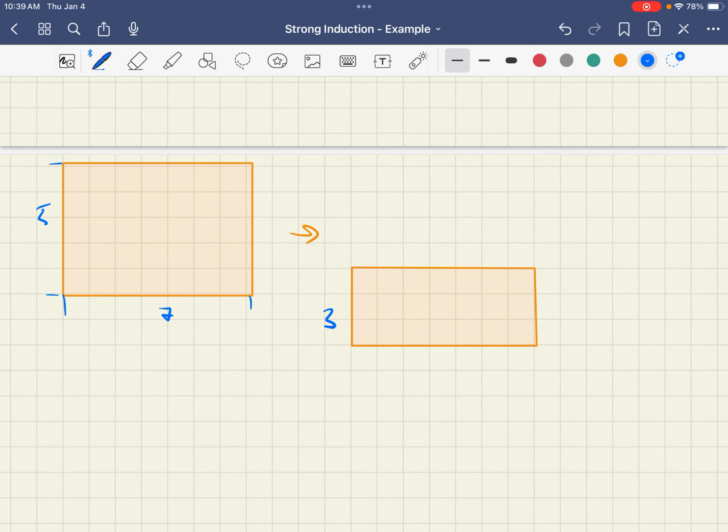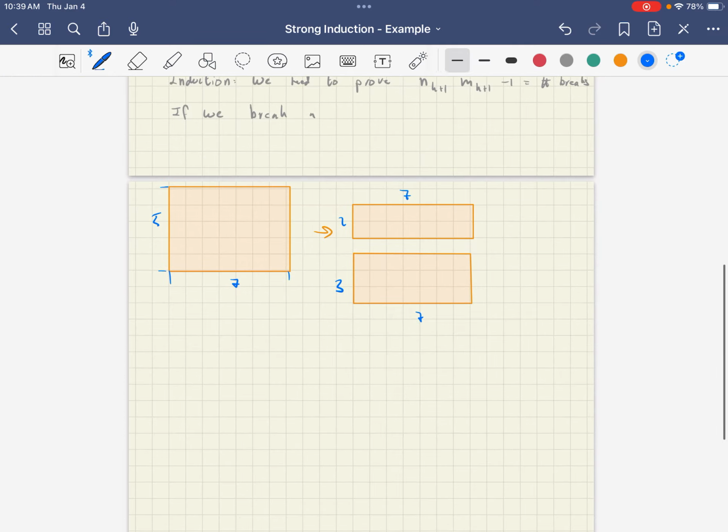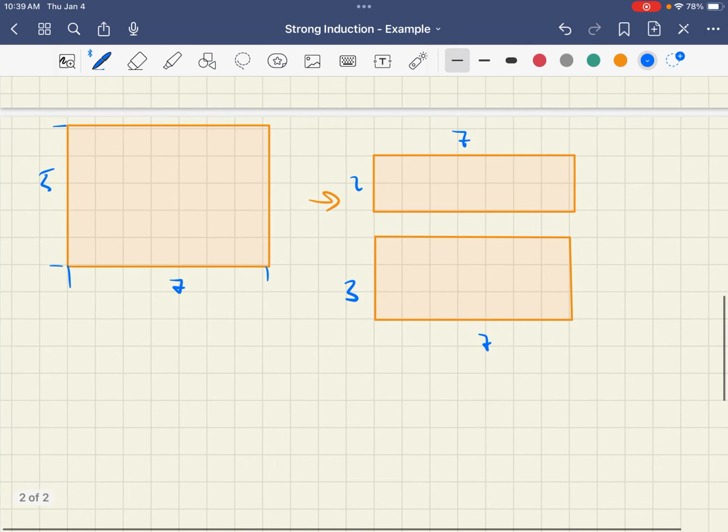Okay, so I've broken this. This is now 3, and then of course we have a 2, and then of course we still have 7, right? Because we didn't break it along the horizontal. And this is a pretty rough drawing, but you get the idea. Okay, 2, and here we got 7. Okay, and this is 7 as well. Okay, so what did we do here? Let's generalize what we just did here.